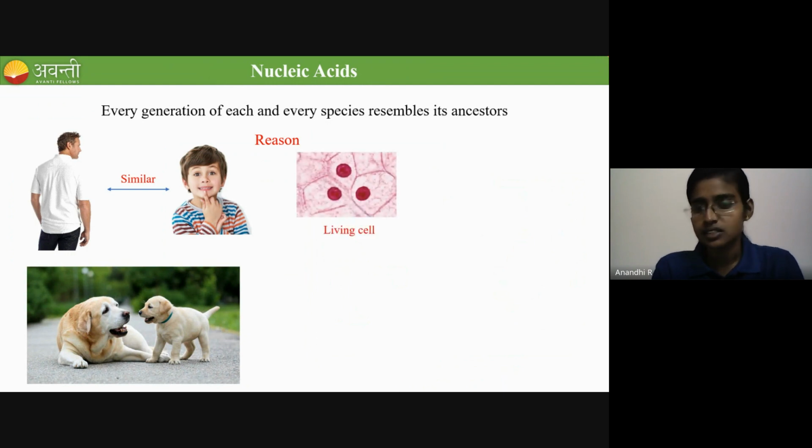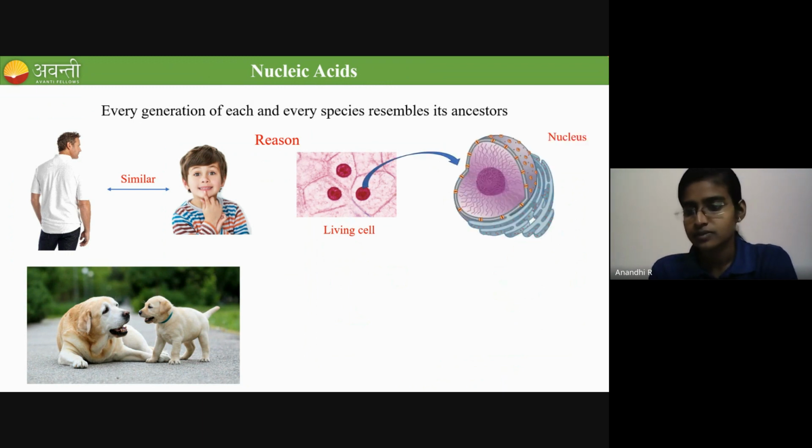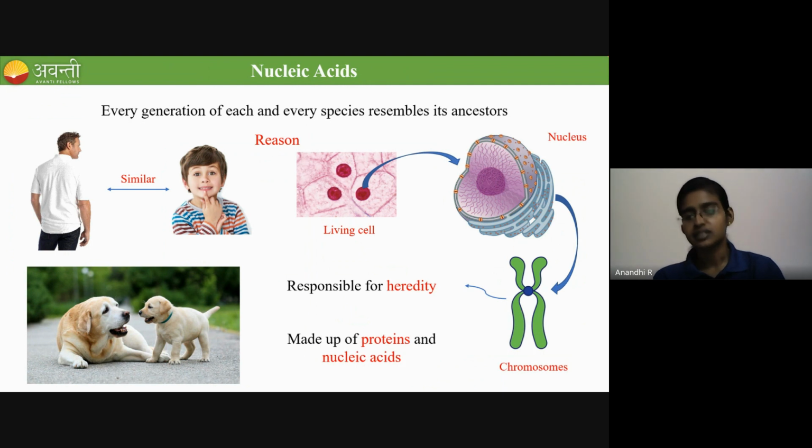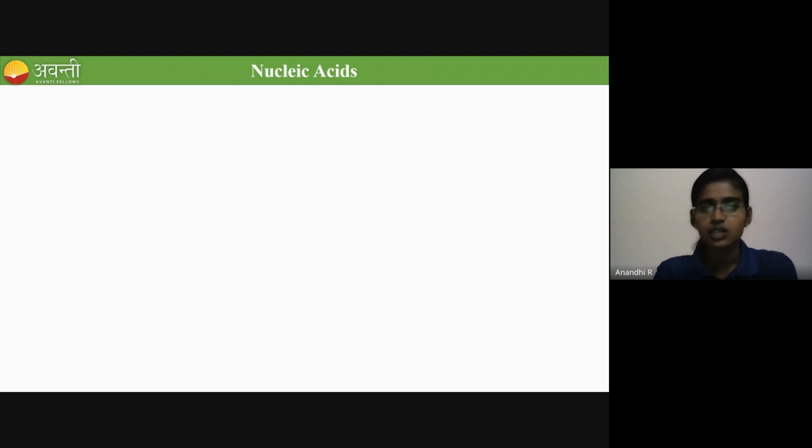The reason is there is a cell, which is a living cell, and the cell consists of a nucleus. And the nucleus consists of chromosomes. So this chromosome is responsible for heredity. Okay. Cell consists of nucleus. Nucleus consists of chromosomes. And chromosomes are responsible for this heredity. Okay. So those chromosomes are made up of proteins and nucleic acids, which are the biomolecules we are discussing here. So proteins we have already discussed, and now we are going to discuss the nucleic acid part.